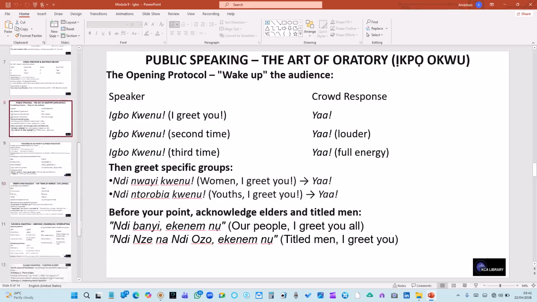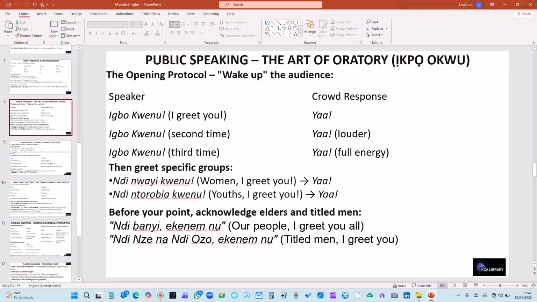Having known that, let us look at public speaking, which is the heart of oratory. The opening protocol is to wake up the audience. So before you begin any public speaking, you must wake up the crowd. The speaker will say Igbo kwenu, which means I greet you all. Now the crowd will respond, yeah.